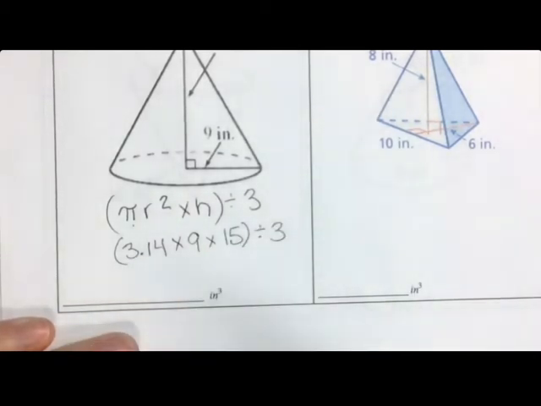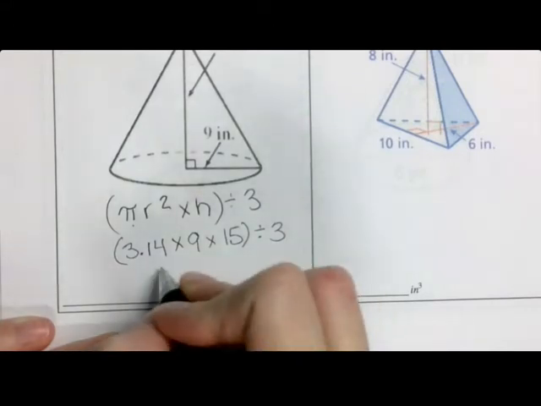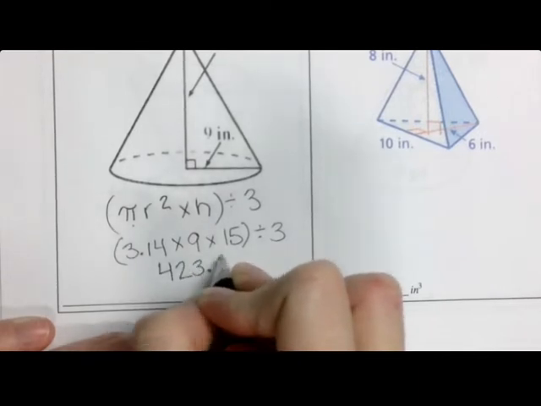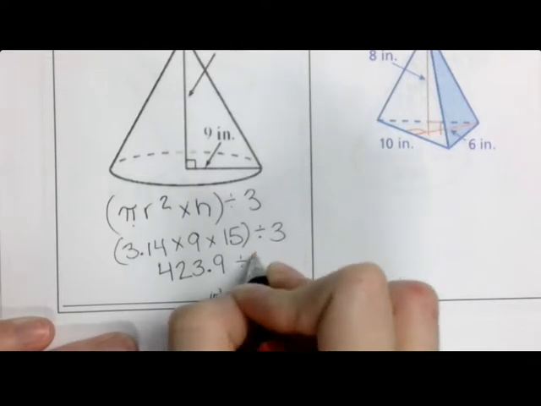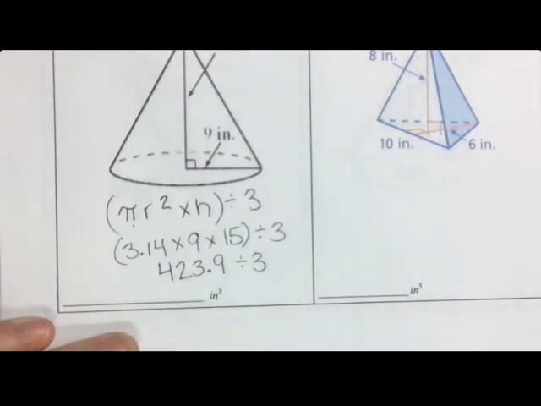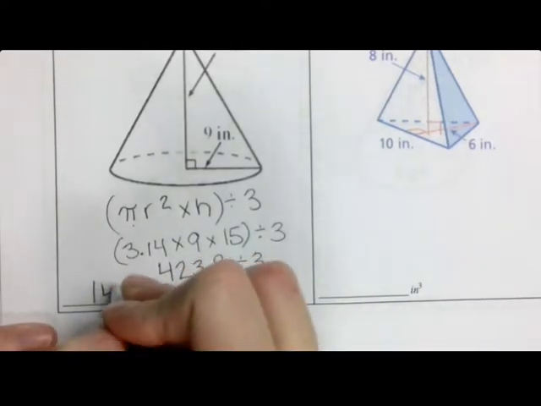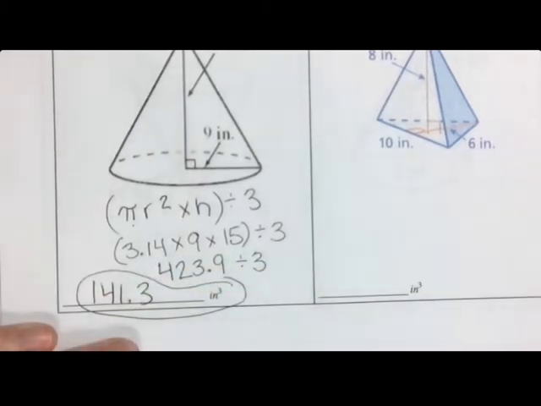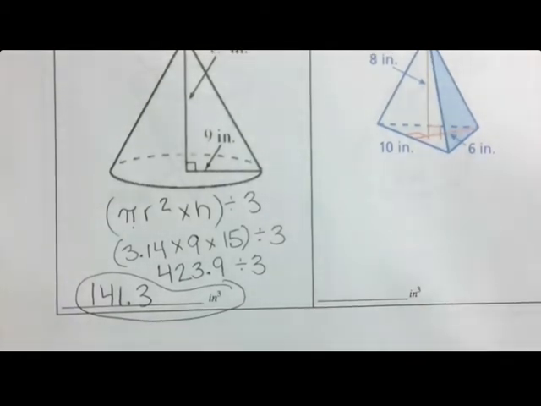So if you multiply all the numbers inside of the parentheses, what do you get? 423.9. And we are going to divide that bad boy by 3. So we should end up with 141.3. Okay? Hopefully you're starting to feel a little bit better about these IXLs coming up.